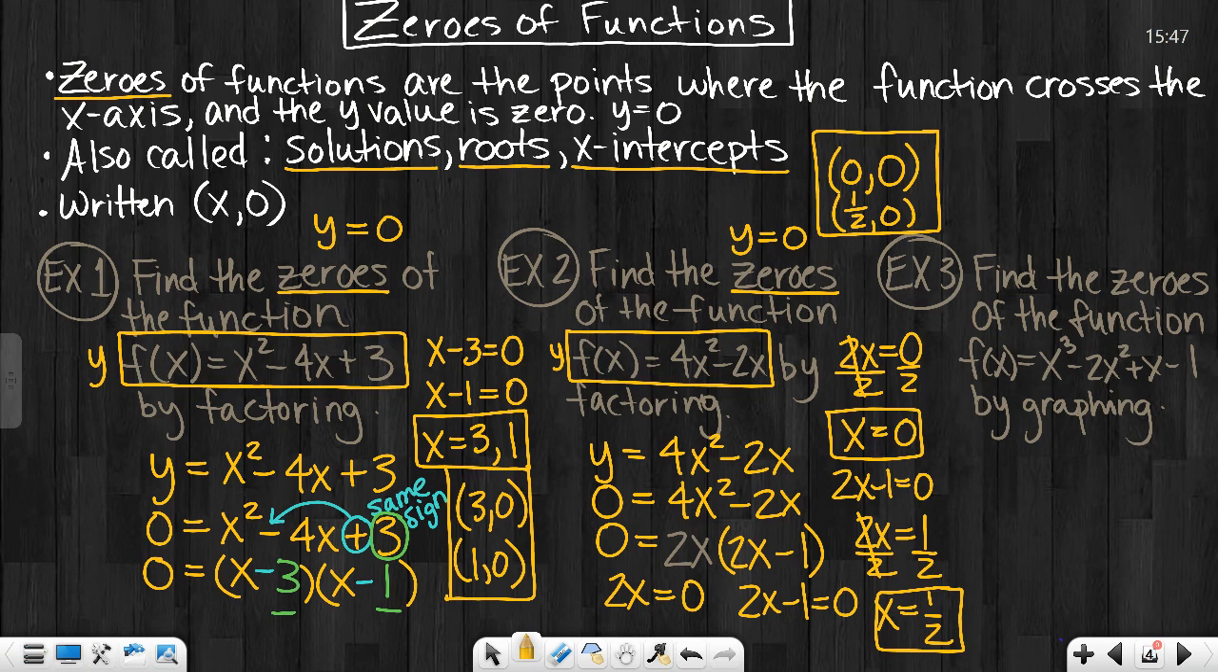So once again, let's find the zeros. And this is the function we're looking at right here.